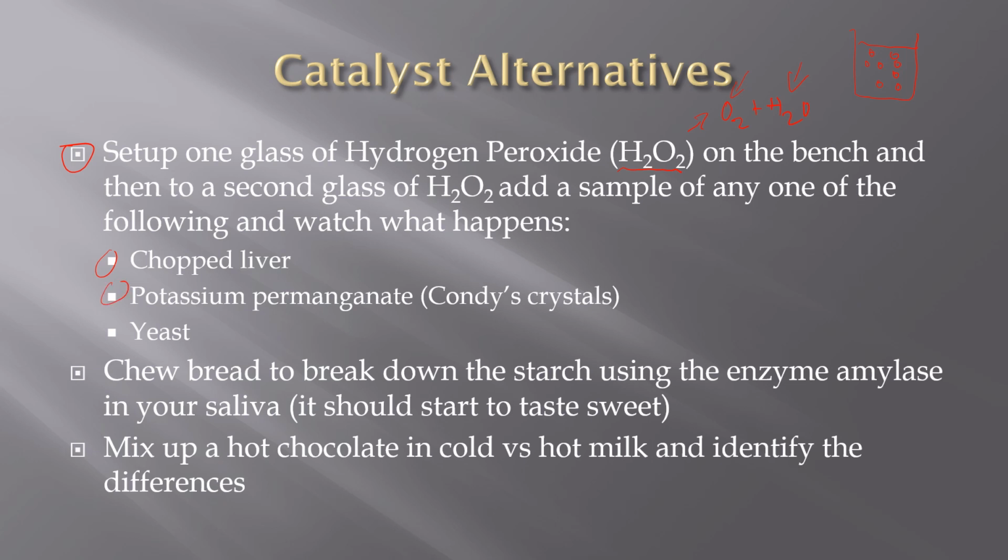You can do the same reaction with potassium permanganate, which is Condy's crystals, those dark purpley coloured crystals. Or if you have a sample of yeast in the house, just add a small sample of yeast, not even half a teaspoon, smaller than that, add it into a small glass of peroxide, and you'll start to see them. The yeast one particularly, you'll see it bubble quite a fair bit, whereas the chopped liver is more like when you leave it with like soft drink sitting on the bench.